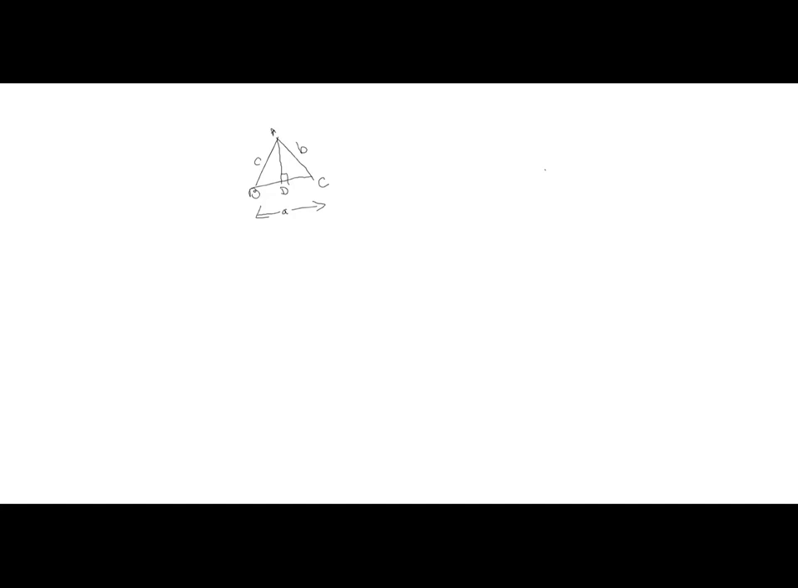So this is a by 2. Is it okay with you, a by 2? Yes, ma'am. So b squared equals AD square plus (a by 2) whole square. Is it okay? Yes, ma'am. AD square will be what? AD square will be b squared minus a square by 4.